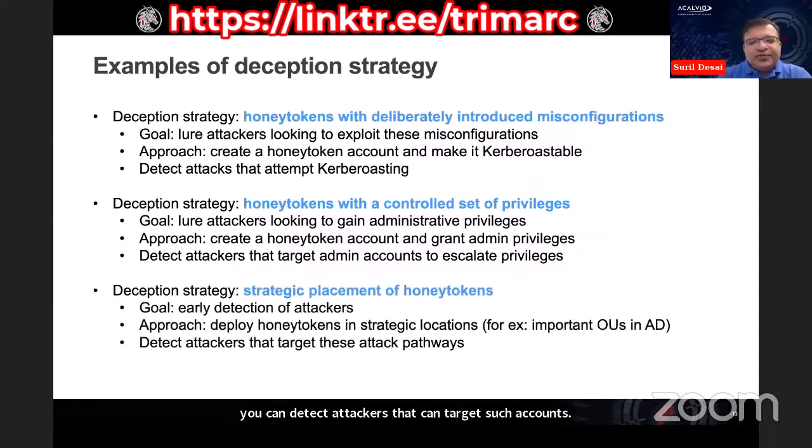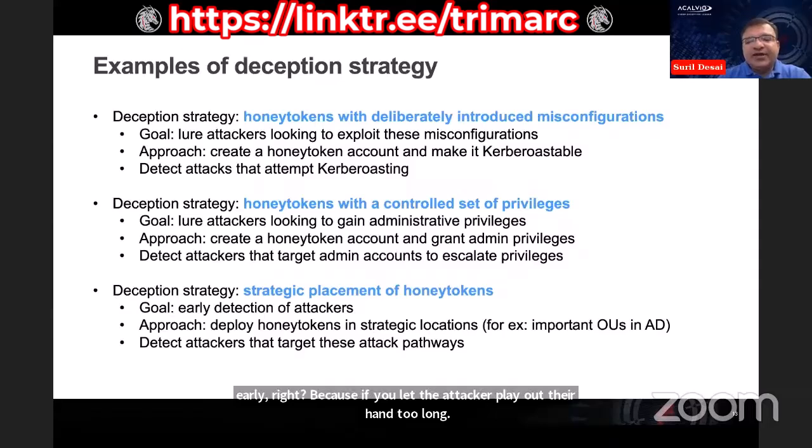The third approach is placement. Strategic placement is a very important dimension. So the goal for the defense is to detect the attack early, right? Because if you let the attacker play out their hand too long, then it creates a problem because they will eventually create damage in the environment.